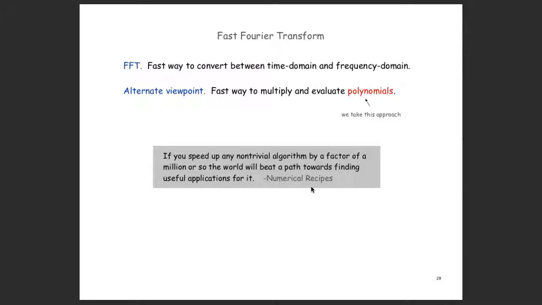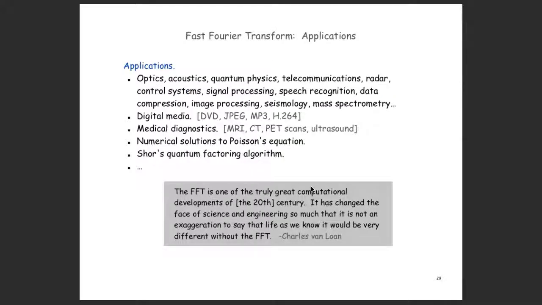An alternative viewpoint is to view it as a fast way to multiply and evaluate polynomials. And this is everywhere, because also images can be considered as light, and so you can actually transform them and apply them to images too. So this is used all over.